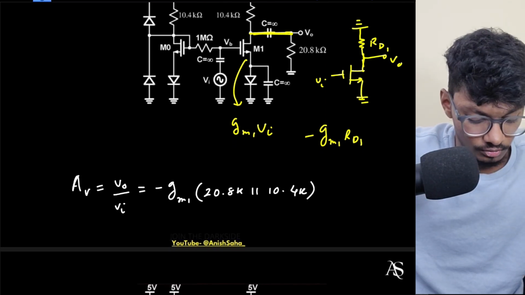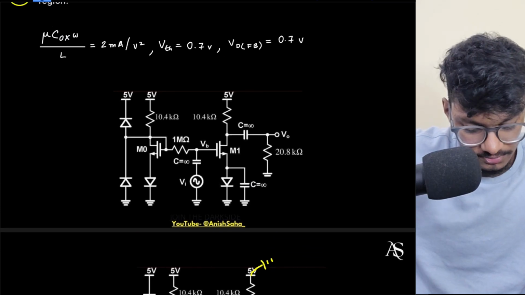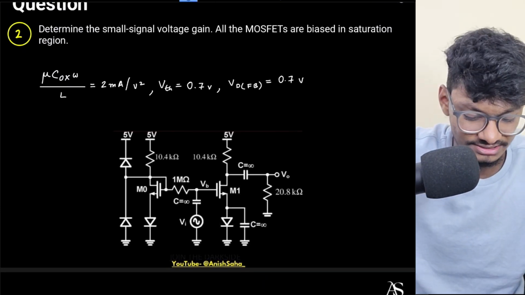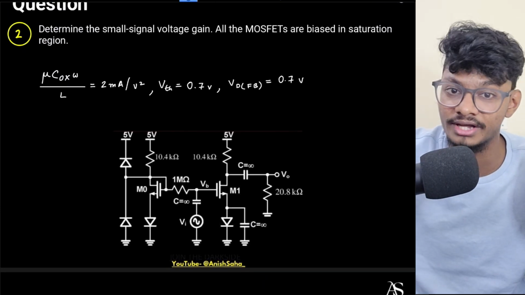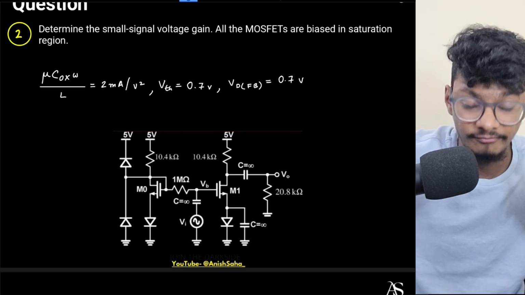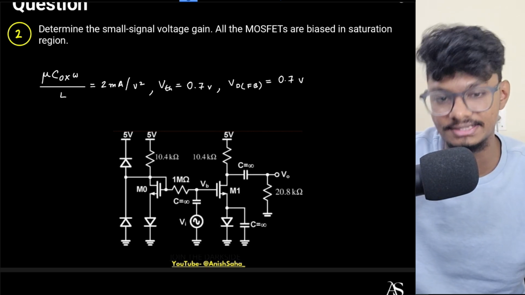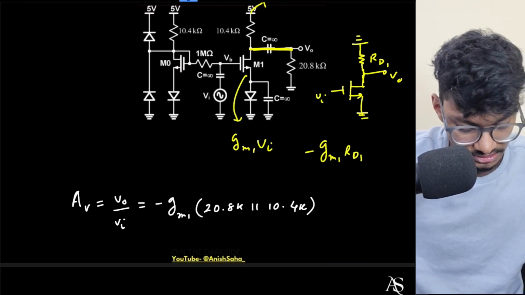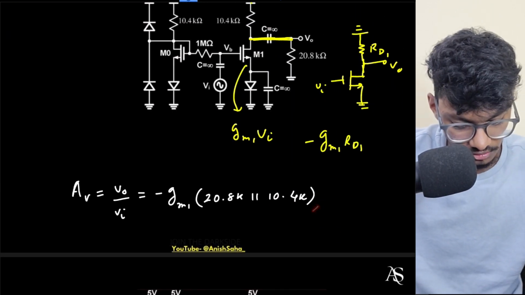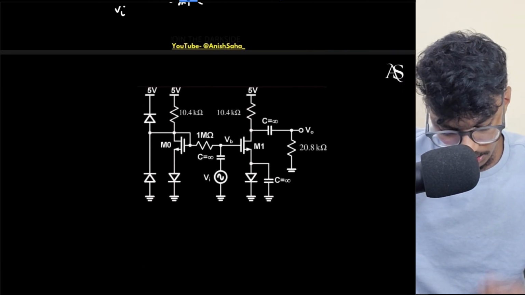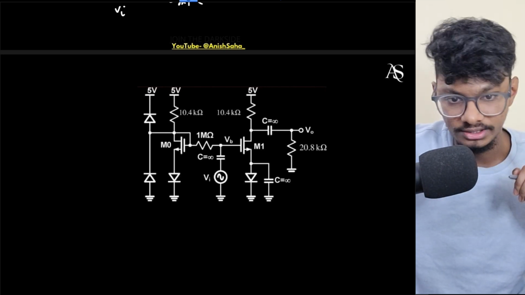But I am stuck, because in the previous question everything was simple. They simply gave me gm, but here I don't have gm, so I have to do the DC analysis. This is the tricky part of this question. You have to do the DC analysis. How will you do it? Because I don't know what my gm is. For gm I have to do the DC analysis, so you have to go and solve the DC circuit.